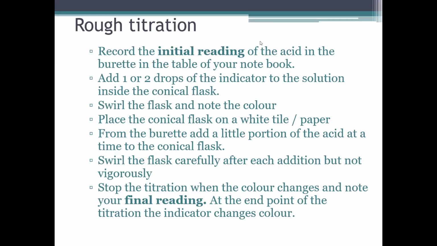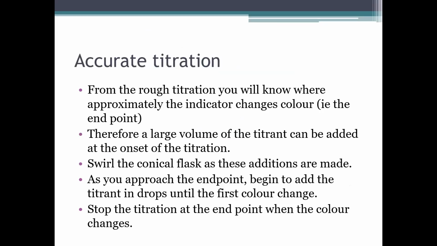The initial reading is the reading when the titration starts, and the final reading is the reading on the burette when you close the tap. That is when you have your end point, and there is a color change as a result of the indicator added in your conical flask. So note your initial reading before titration starts, and as soon as there's a color change and you close the tap, you also note your final reading.